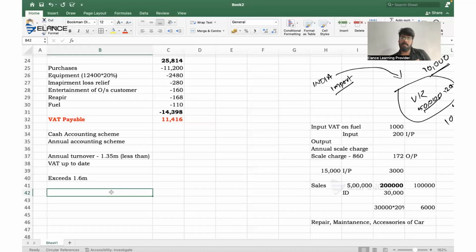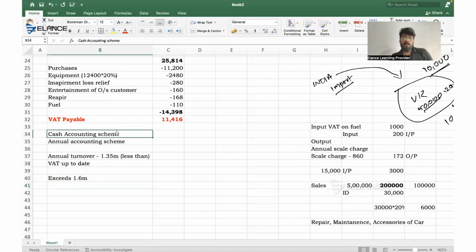That's mandatory. For the cash accounting scheme, once the annual turnover exceeds 1.6 million, they can continue with cash accounting for an additional 6 months. That 6 months exemption is only for the cash accounting scheme. It's not available in the annual accounting scheme. So these are the criteria for joining and leaving both of these schemes.